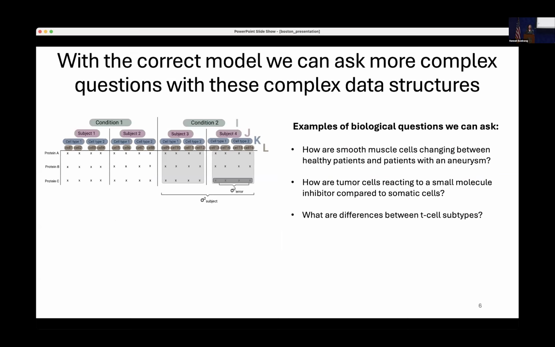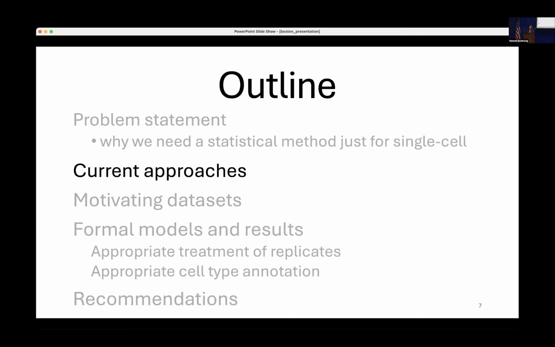So if we're able to do this and incorporate all the features of single cell data, we can ask really interesting questions that bulk experiments are unable to ask. And here are some examples. How are smooth muscle cells changing between healthy patients and patients with a heart aneurysm? How are tumor cells reacting to a small molecule inhibitor compared to somatic cells? And what are differences between T cell subtypes?